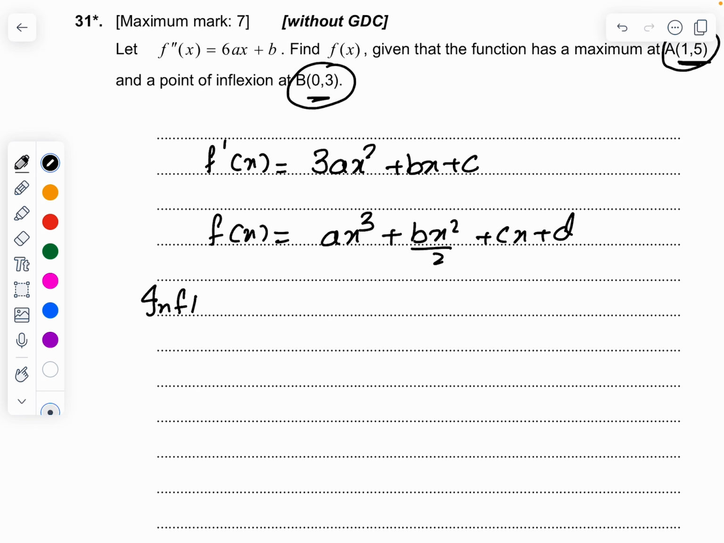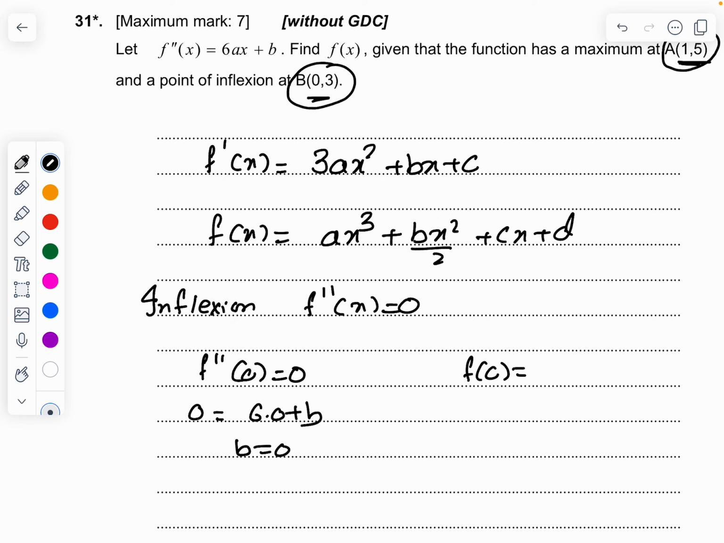Now he said point of inflection. Point of inflection means nothing but what? Second derivative should be equal to 0. Means f double prime of 0 should be equal to 0. So substitute that, 0 equals 6 times 0 plus b. I got the b value as 0. That is point of inflection. And f of 0 also should be equal to 3 because it is on the curve also. So when I substitute f of 0 equals 3, 3 equals 0 plus 0 plus 0 plus d. So d value is 3. So I got b and d values.